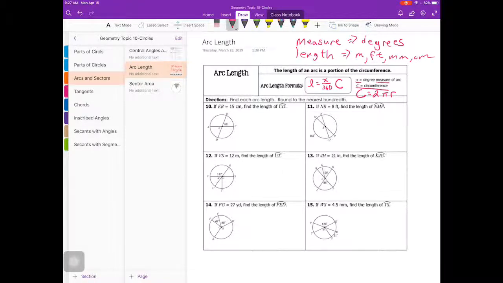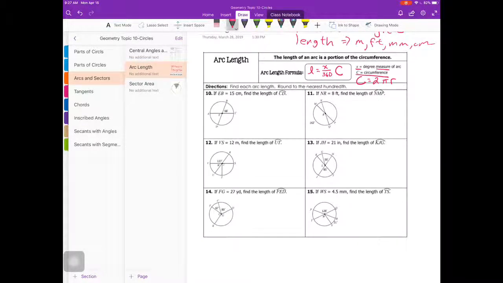Now, I'm not going to be doing all of the problems on this page, or maybe I will, I don't know. We'll just see how this goes. Okay, so our first question says that EB, so EB is this radius right here, and it's 15 centimeters. And we need to know the length of arc CD. So we're wanting to know how long that piece of the circle is.